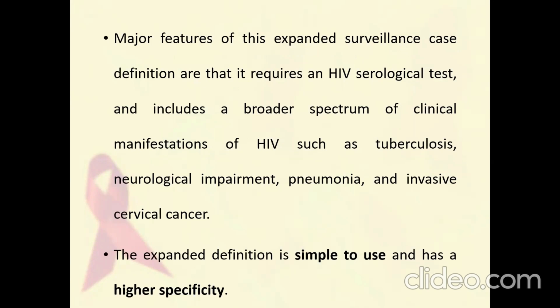Major features of this expanded surveillance case definition are that it requires an HIV serological test and includes broader spectrum of clinical manifestations of HIV, such as tuberculosis, neurological impairment, pneumonia, and invasive cervical cancer. This expanded definition is simple to use and has higher specificity.